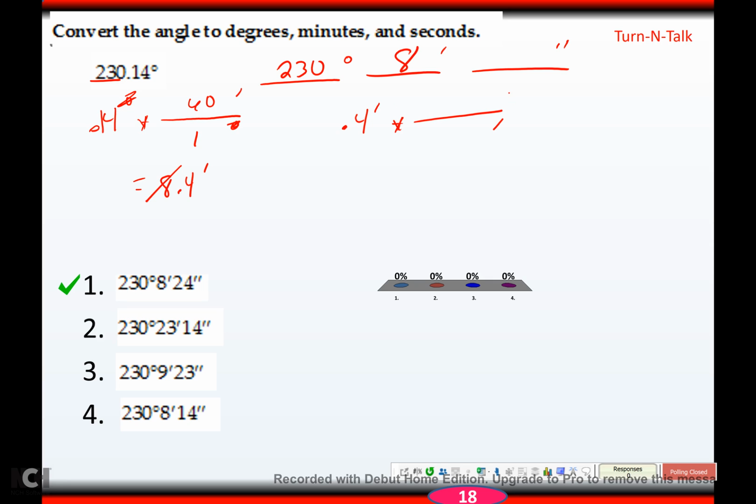I want minutes to go away. I want seconds. There are 60 seconds in 1 minute. Minutes cancel. And I do 0.4 times 60 and I get 24. So that would be 24 seconds. Alright, so this one, go backwards, hit pause, come back when you're ready.